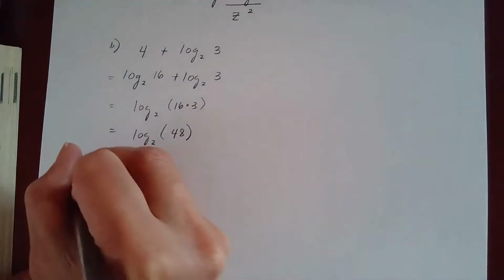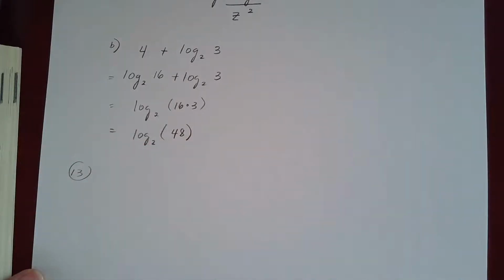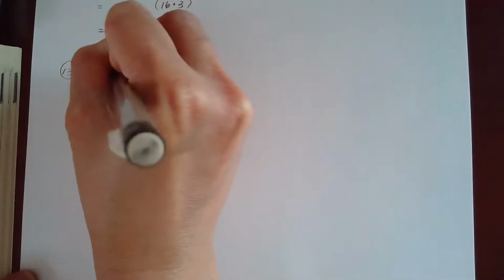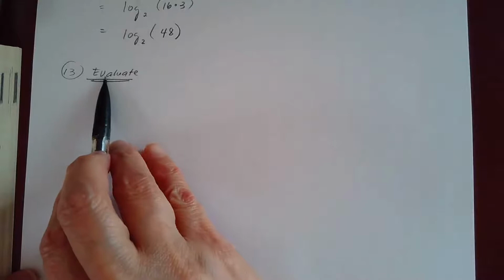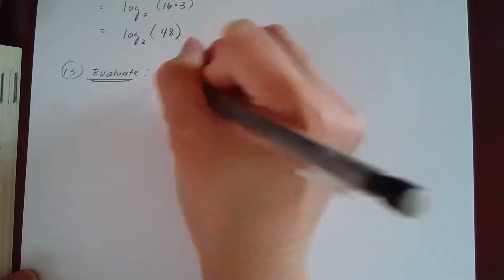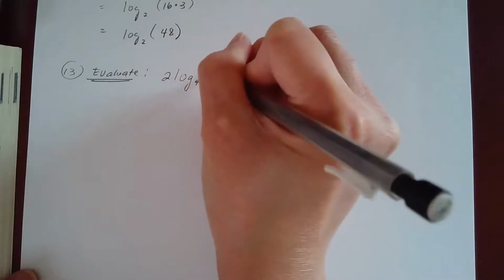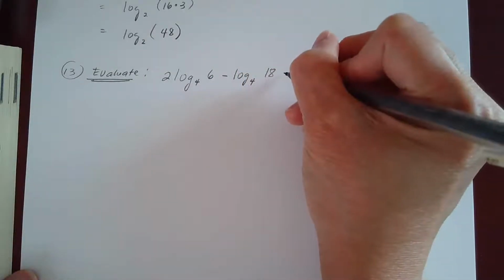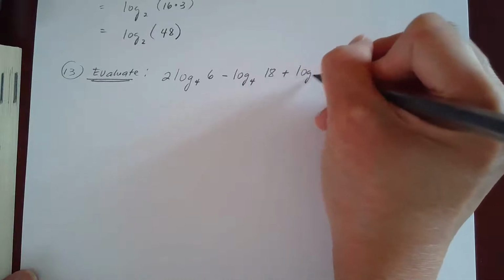Okay, now let's take a look at number 13. If you have any questions, feel free to type this in. I'm just going over as many questions as possible, so there's some kind of an explanation for you. Now we're going to evaluate. The word evaluate means, what is the value of this information that they give? They gave us 2 log base 4 of 6 minus log base 4 of 18 plus log base 4 of 8.